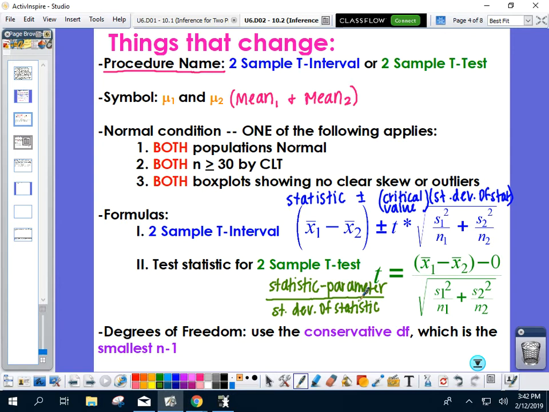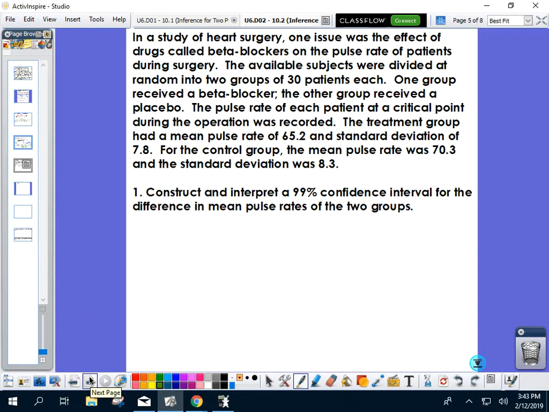All right, let's just get started on our first example. So the first thing we want to do is just circle all the important parts. And so we started off in a study of heart surgery. One issue was the effect of drugs called beta blockers on the pulse rate of patients during surgery. The available subjects were divided at random into two groups of 30 patients each. One group received a beta blocker, the other group received a placebo. The pulse rate of each patient at a critical point during the operation was recorded.